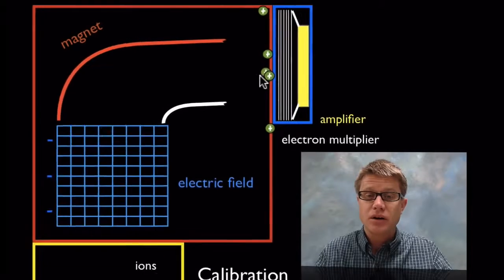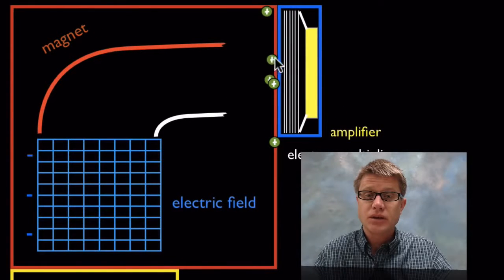Which of these would be heavier? Well, the ones that are heavier are going to be the ones that can't quite make the corner, and so they're going to end up out here, and then the lighter ions are going to end up right here.